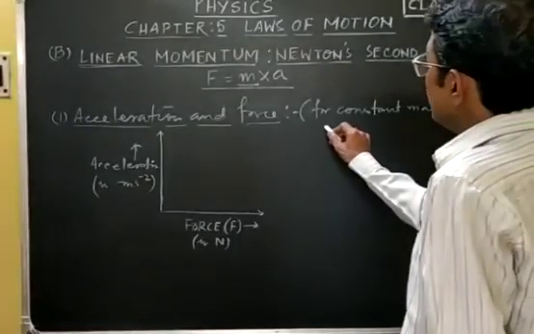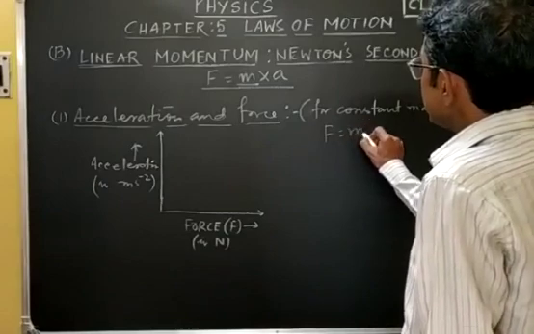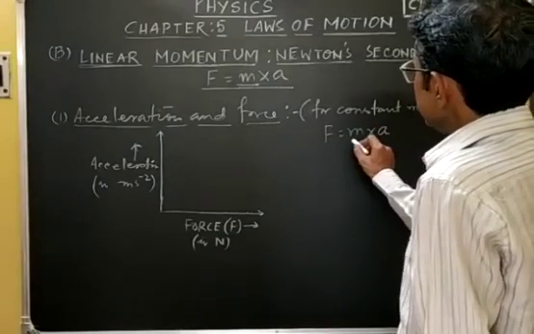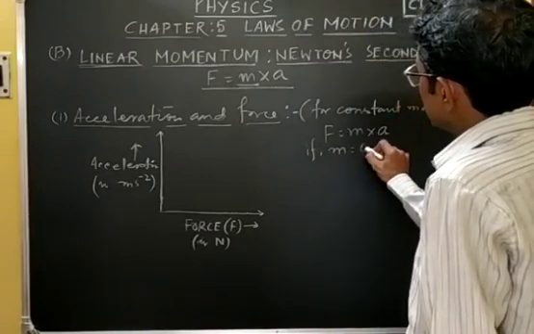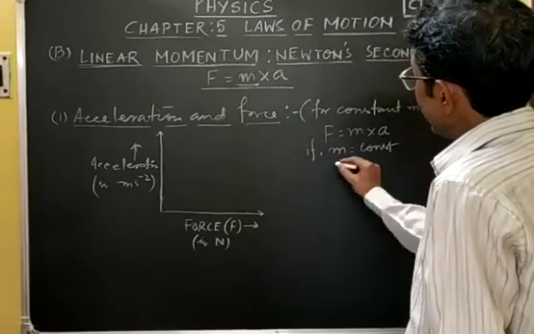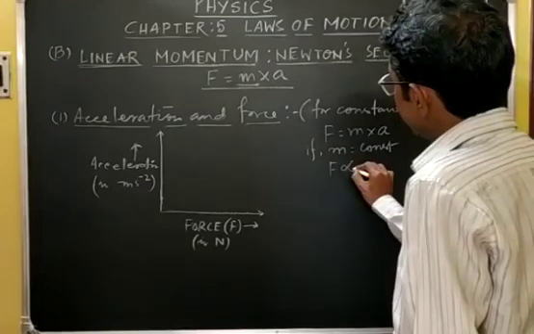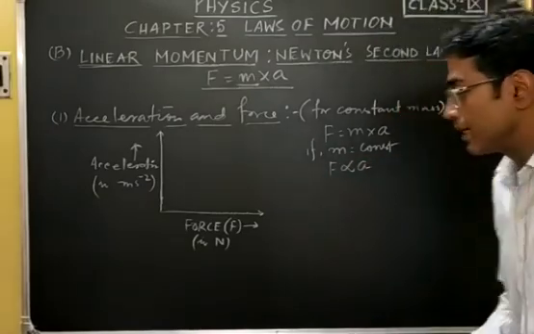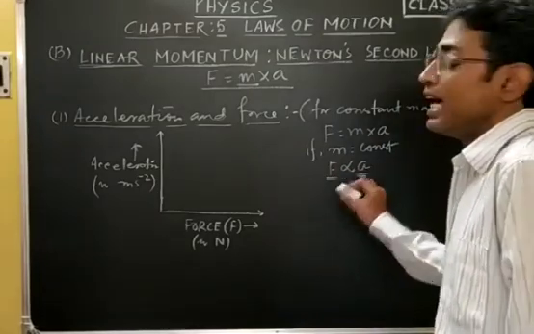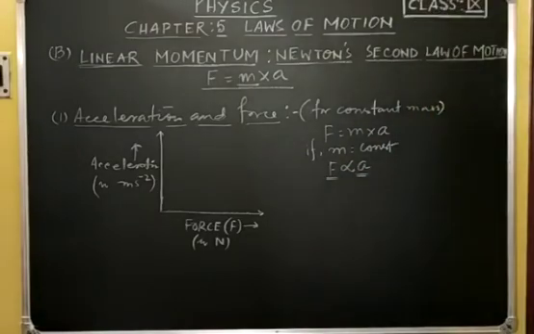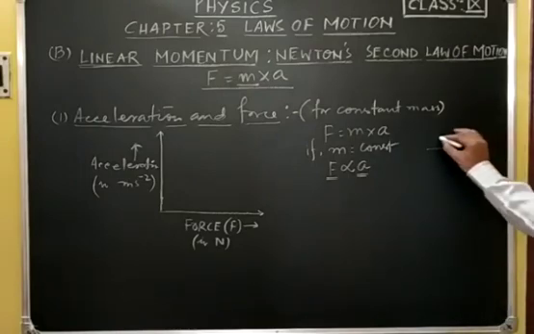Here we know force equals mass into acceleration. If mass is constant, if m equals constant, then I can write F is directly proportional to acceleration. What is the meaning of this one? When F increases, acceleration will increase. That is for constant mass.